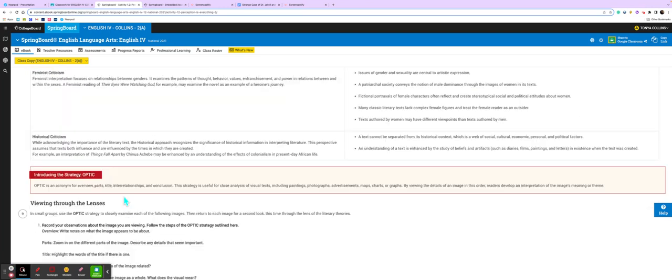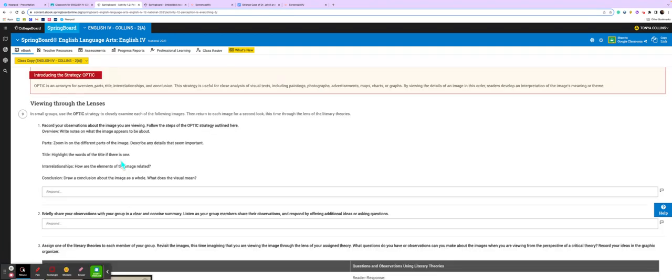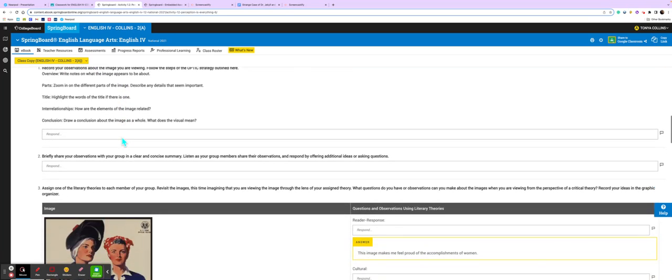Then we're going to look at OPTIC. OPTIC is an acronym for overview, parts, title, interrelationships, and conclusions. The strategy is used for close analysis of visual text, including paintings, photographs, advertisements, maps, charts, or graphs. By viewing the details of an image in this order, readers develop an interpretation of the image's meaning or theme. Okay, the next thing I want you to do is apply OPTIC to the images below.